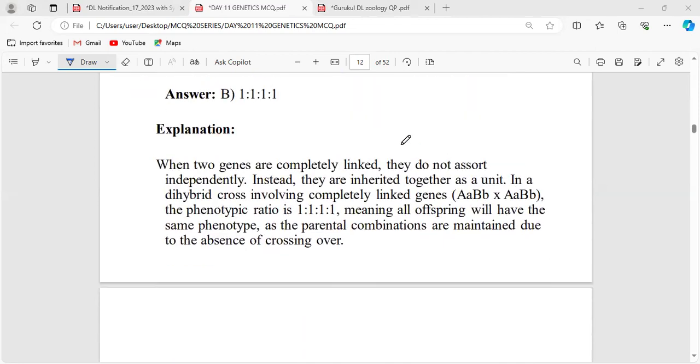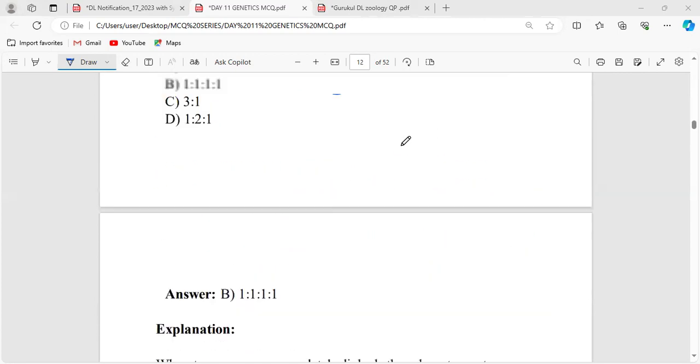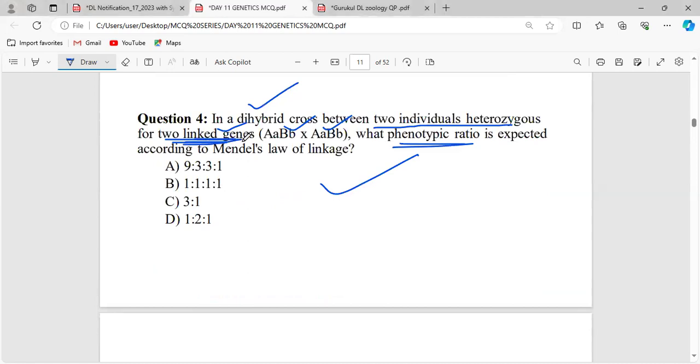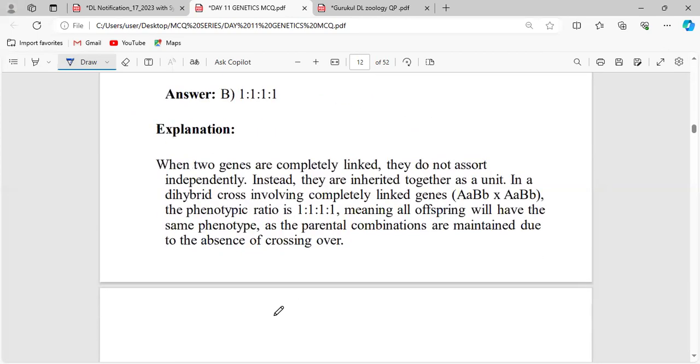That will be 1:1:1 because all offspring have the same phenotype, because they are linked. All these are linked, so obviously that will be reflected. What are all the parental combinations? The same will be reflected in the offspring. So this is the difference.